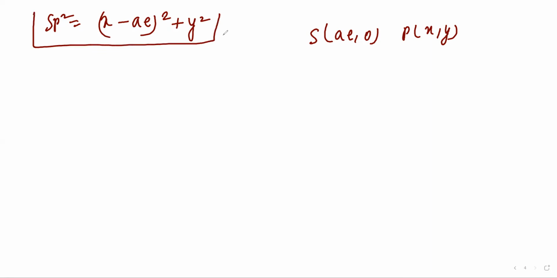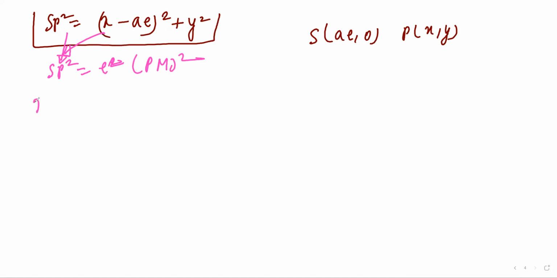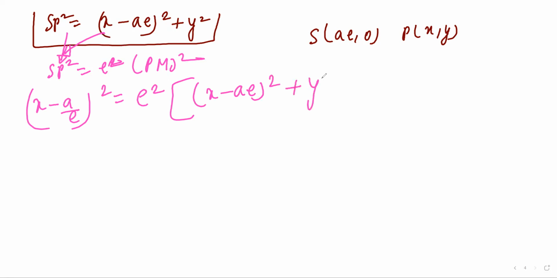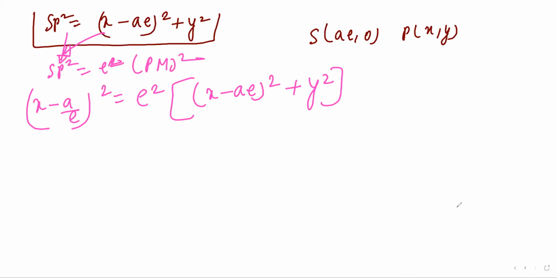Now put the value in that equation. Which one? That we have got, SP upon PM. So that equation was SP square equal to e square PM square. So put this equation: for SP, write this equation, and for PM, write from here. So it will be x minus a upon e whole square is equal to e square times x minus ae whole square plus y square, right? Now solve this by squaring.